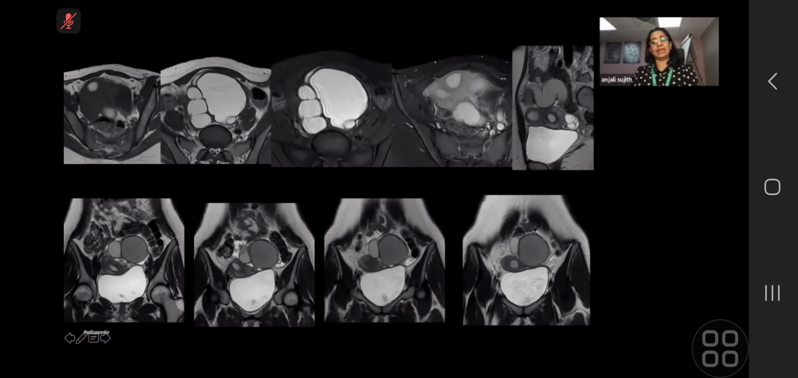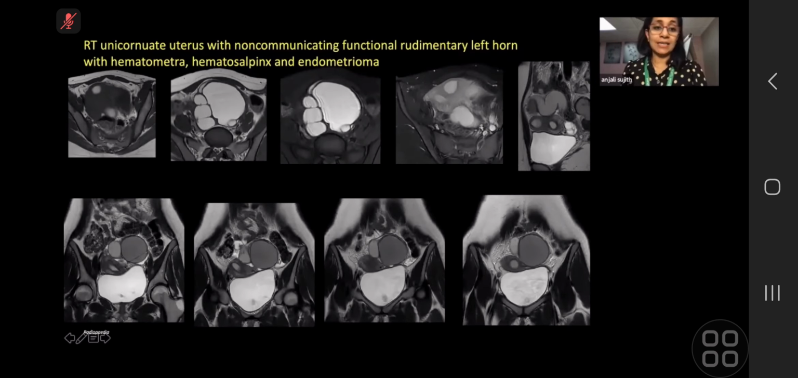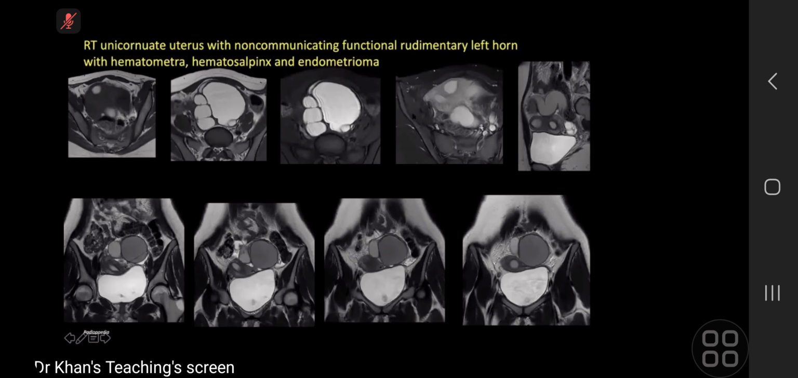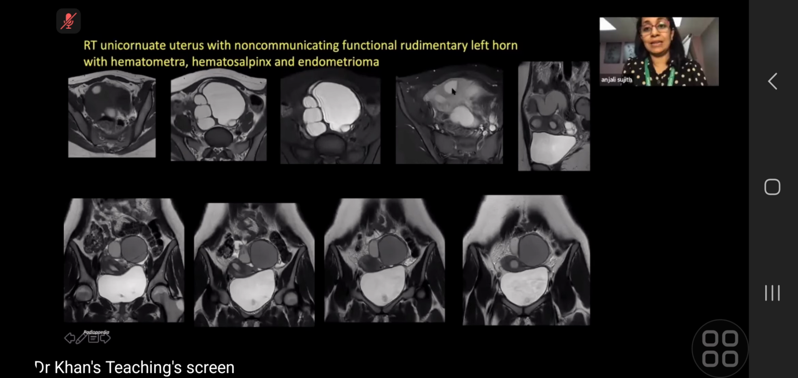Let me show you the case in the PACS model. So this is a case of a right unicornuate uterus with a non-communicating functional left horn with hematometra. This is hematometra. It's bright on fat saturated and it's bright on T1. With hematometra, hematosalpinx, and endometrioma.